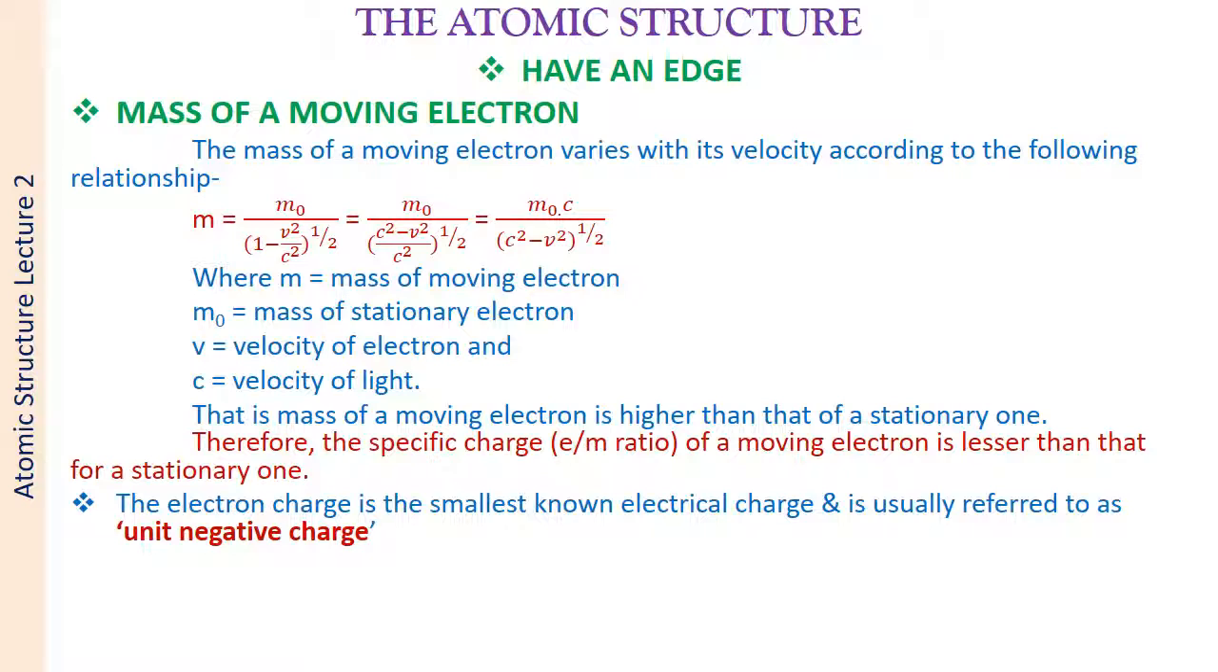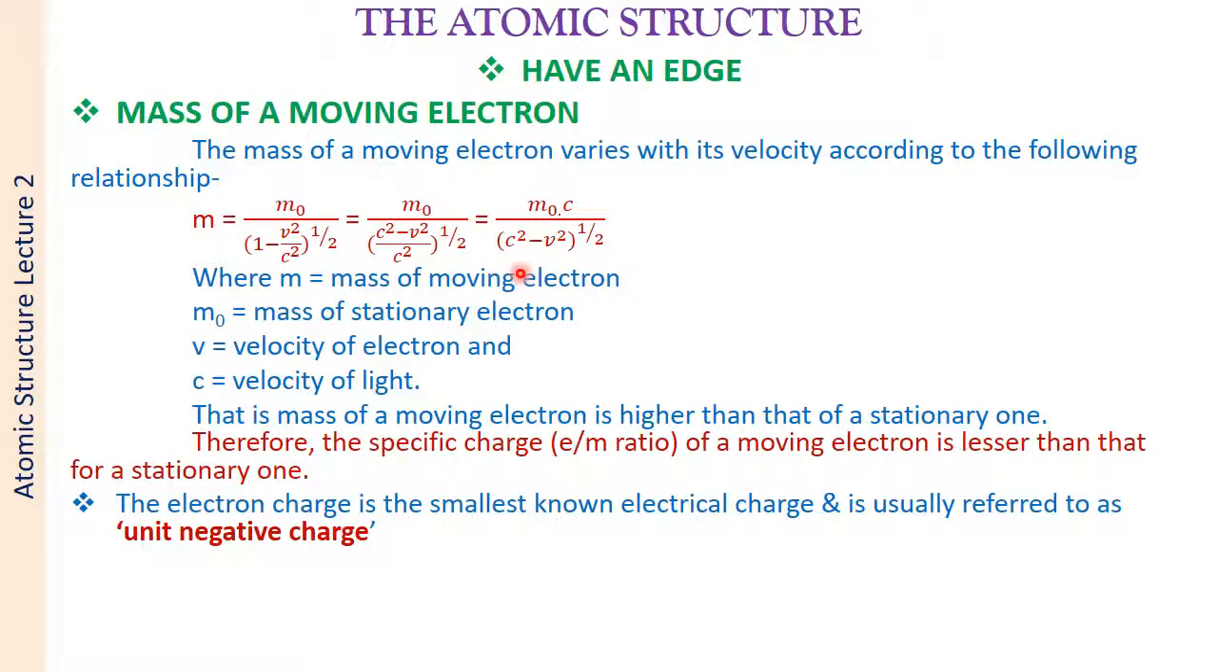The first thing we are discussing here is the mass of a moving electron. Basically, we have calculated the e by m ratio of an electron. This can vary when the electron is moving, and it varies with the velocity according to the relationship m = m0 / sqrt(1 - v²/c²), where m is the mass of the moving electron, m0 the mass of the stationary electron, v the velocity of the electron, and c the velocity of light.